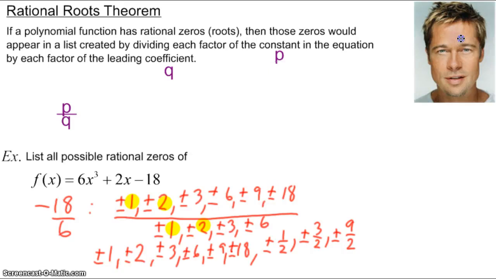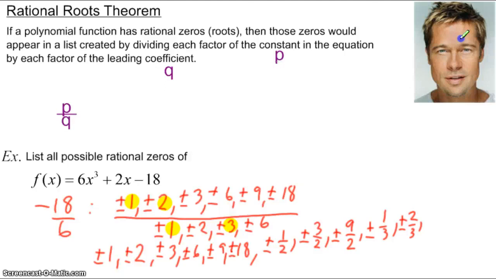Now I'm going to go to the 3 on the bottom. I'm going to divide each top number by 3. By doing this, I'm going to get positive and negative 1 divided by 3 is positive and negative 1/3. Then I would get positive and negative 2/3. 3 divided by 3 is 1, already in the list. 6 divided by 3 is 2, already in the list. 9 divided by 3 is 3, already in the list. And 18 divided by 3 is 6, already in the list.